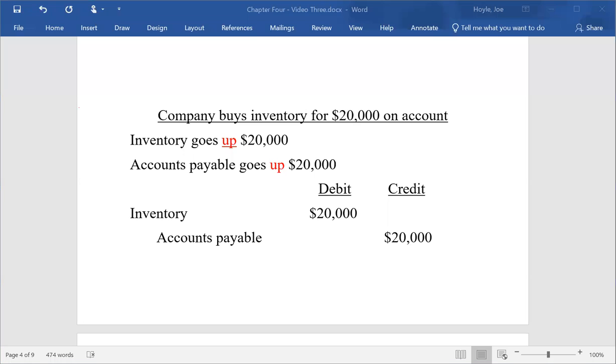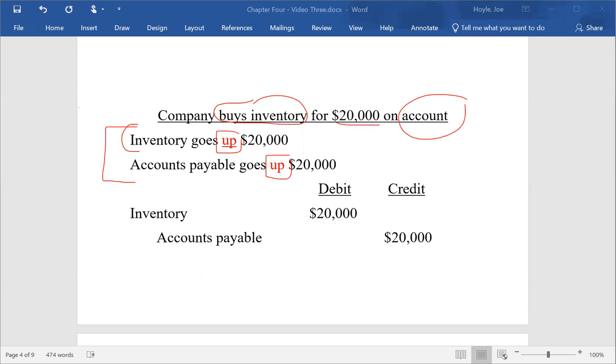Number 2, the company buys inventory for $20,000. They don't pay cash. They buy it on account. Always begin by saying what goes up and what goes down. Inventory goes up $20,000. Does that make sense? Oh, sure it does. Accounts payable goes up $20,000. And again, does that make sense? Well, I think so. Inventory went up, accounts payable went up. Once you can do the ups or the downs, then you can make the journal entry.